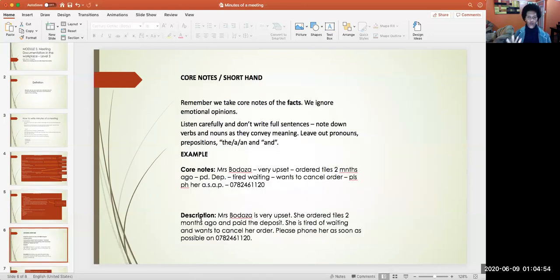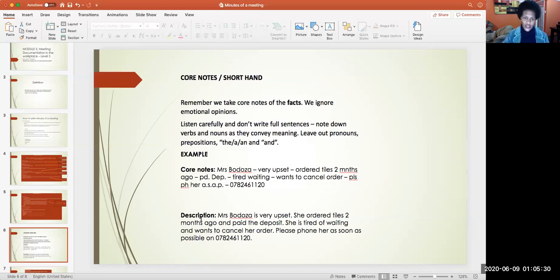Now, let us talk about the core notes. What are the core notes? Other people call core notes shorthand. Remember, every meeting, somebody has to write the minutes. And it is quite impossible for you to write every word that the person is saying in a meeting. So how do you then write the minutes, or how do you write the notes? You have to shorten the notes, hence shorthand, core notes, okay?